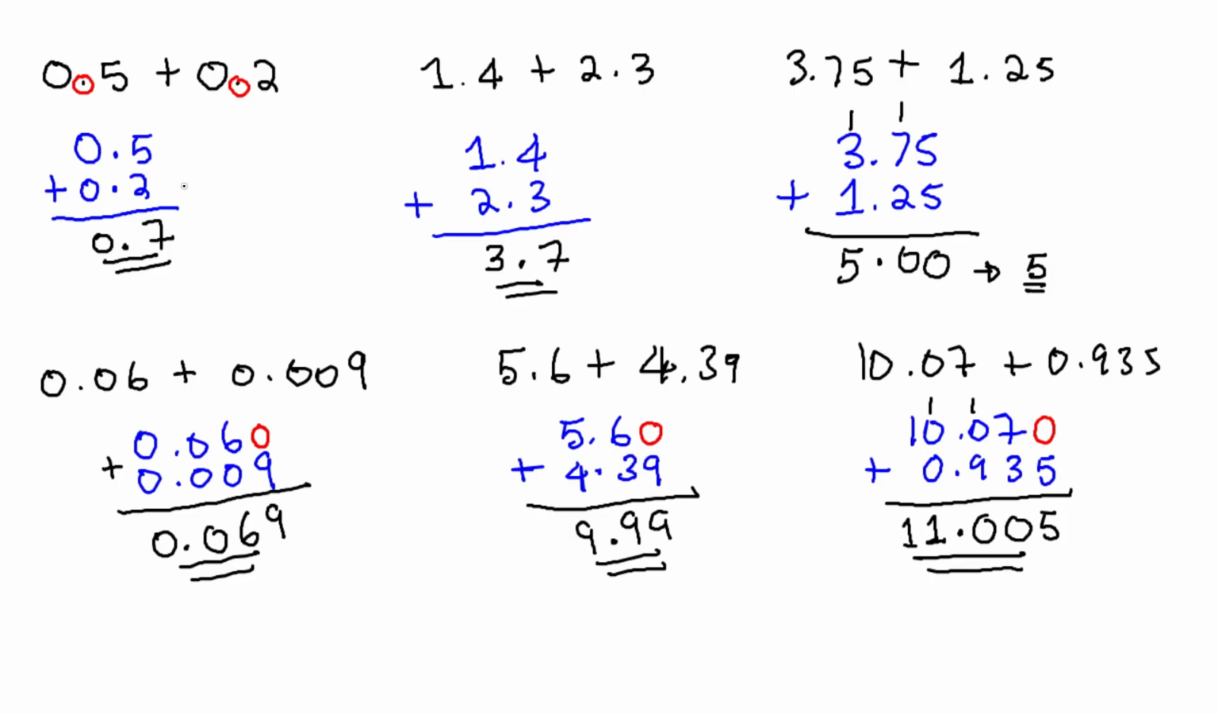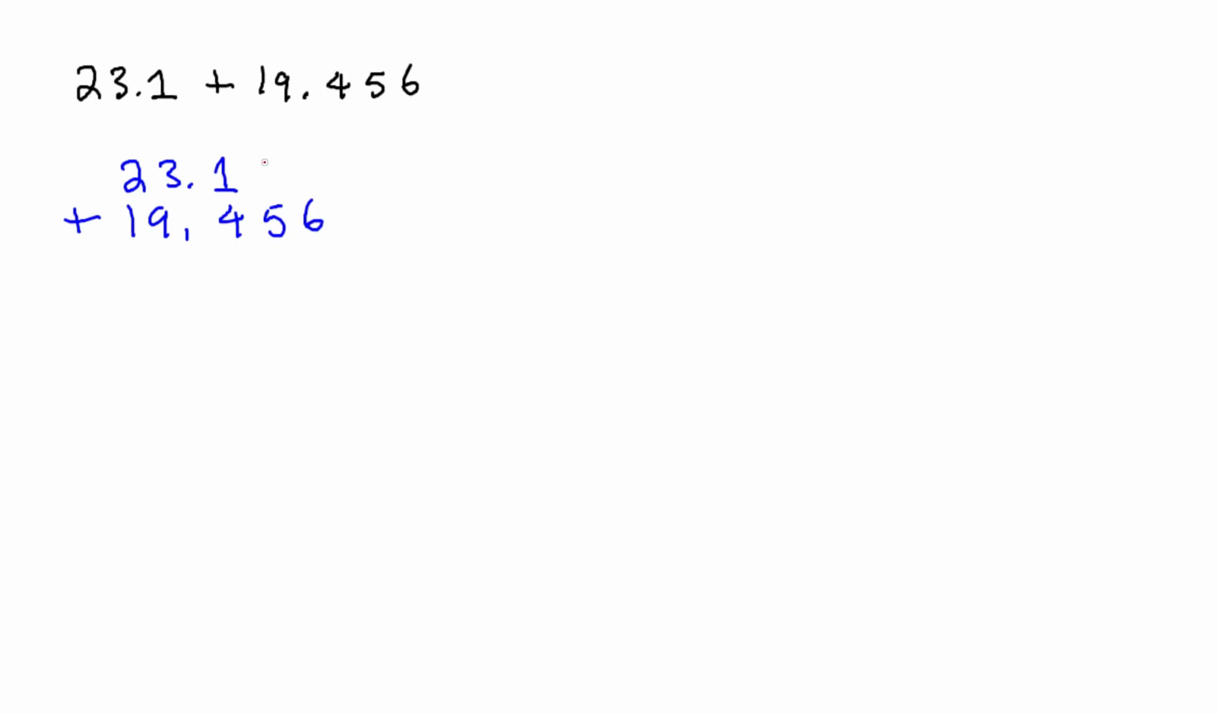Let's keep practicing. Problems will start to get harder. Try this one. Try to add 23.1 plus 19.456. So let's line up these decimal numbers. Whenever you see empty spaces, the best thing is to match the decimal places, just fill in with zeros. Now you can add.